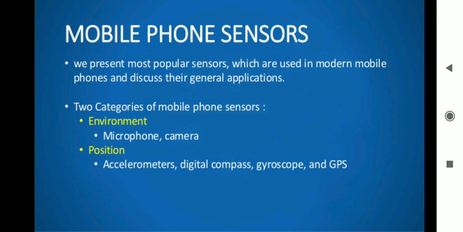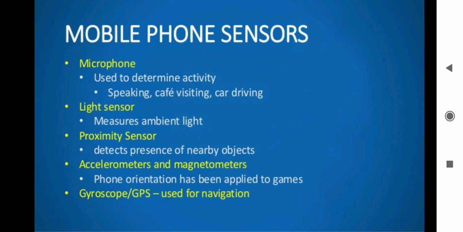Now, the next important sensor is the proximity sensor. The function of the proximity sensor is to detect the presence of nearby objects without any physical contact. Equipped with a proximity sensor, your phone automatically turns off the screen when it detects that it is close to your face.